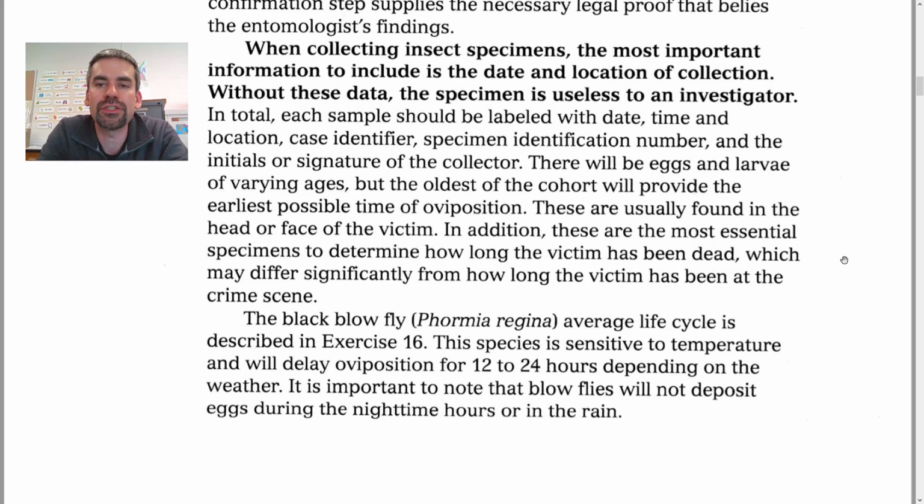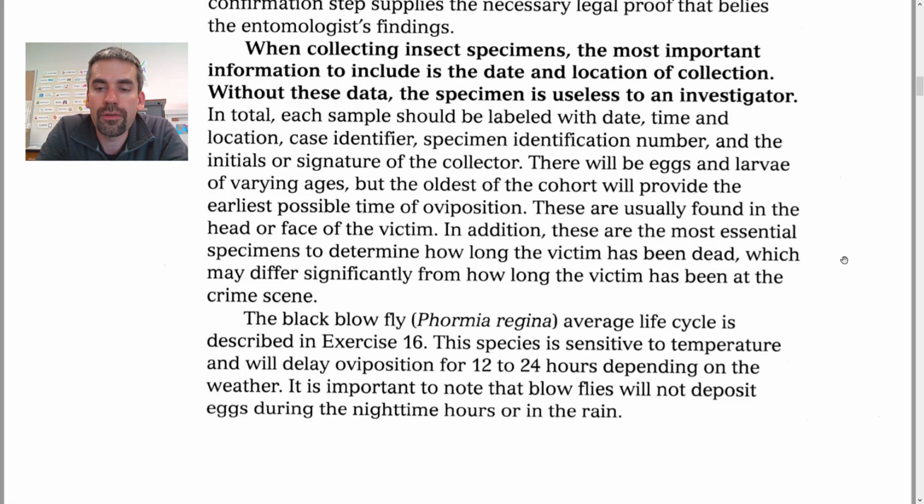When collecting insect species, the most important information to include is the date and the location of collection. Without this data, the specimen is useless to an investigator. In total, each sample should be labeled with date, time, and location, case identifier, specimen identification number, and initials or signature of the collector. There will be eggs and larvae of various ages, but the oldest of the cohort will provide the earliest possible time of oviposition, because you can't start laying eggs until something's dead. So the oldest ones are going to be the ones that will tell you the most information.